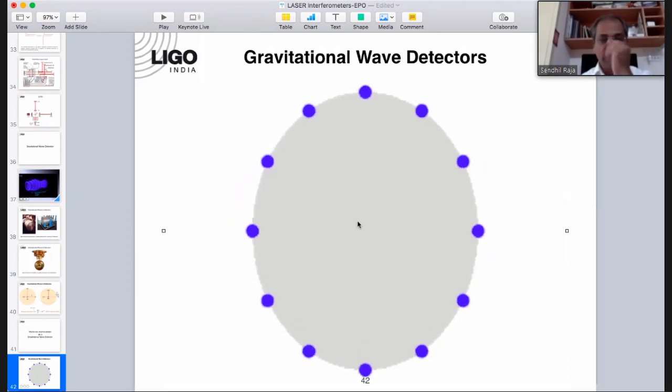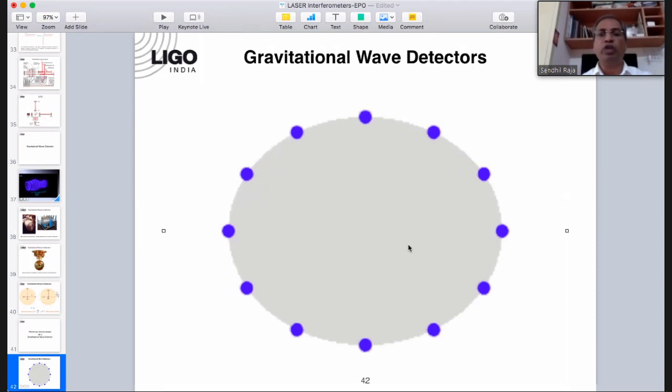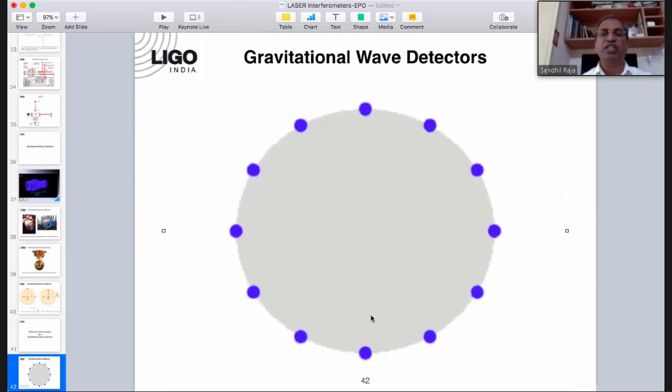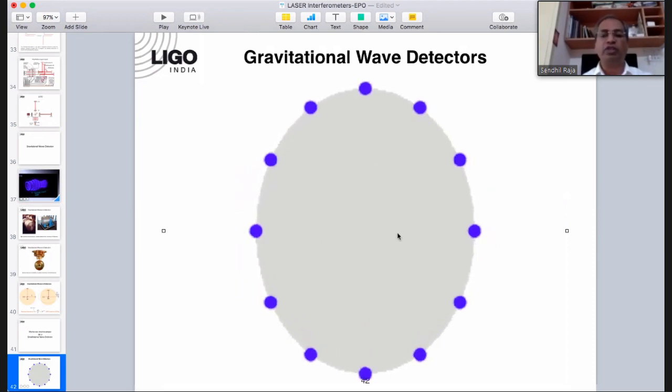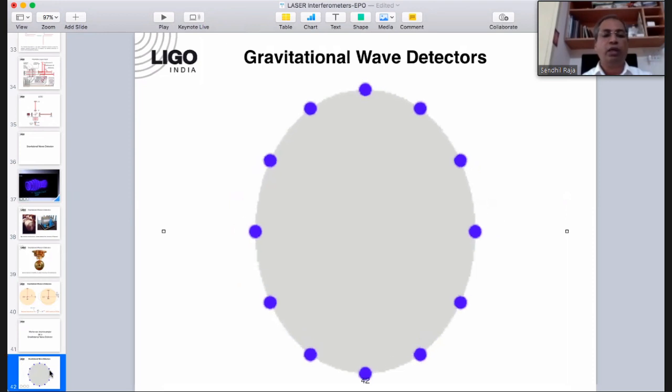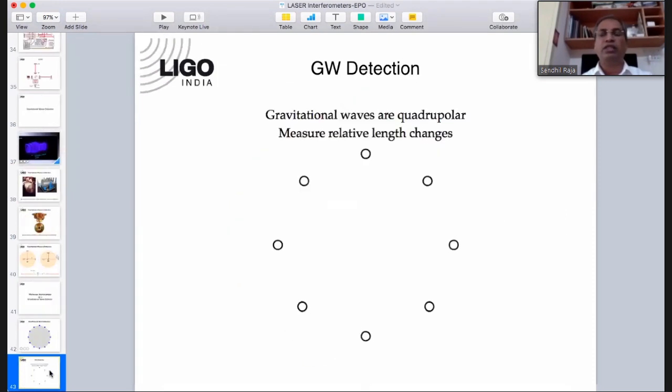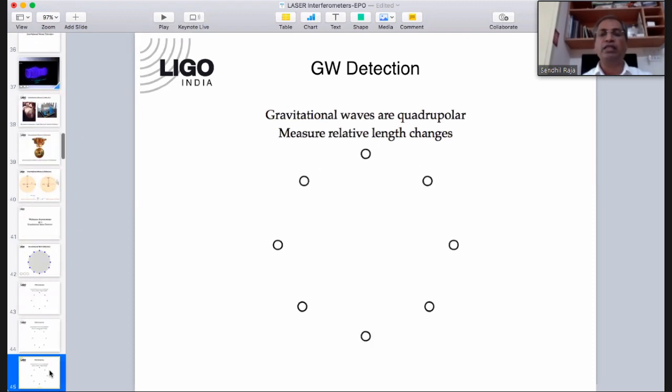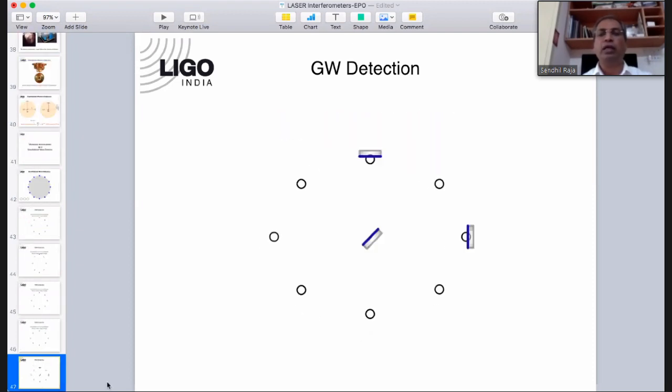So this is not because the test particles are moving about, it's just essentially that the space between them itself is undergoing contraction and expansion because of a moving gravitational wave across the plane of this display. So if this is the arrangement of the test objects, as the gravitational wave moves, they expand and contract.